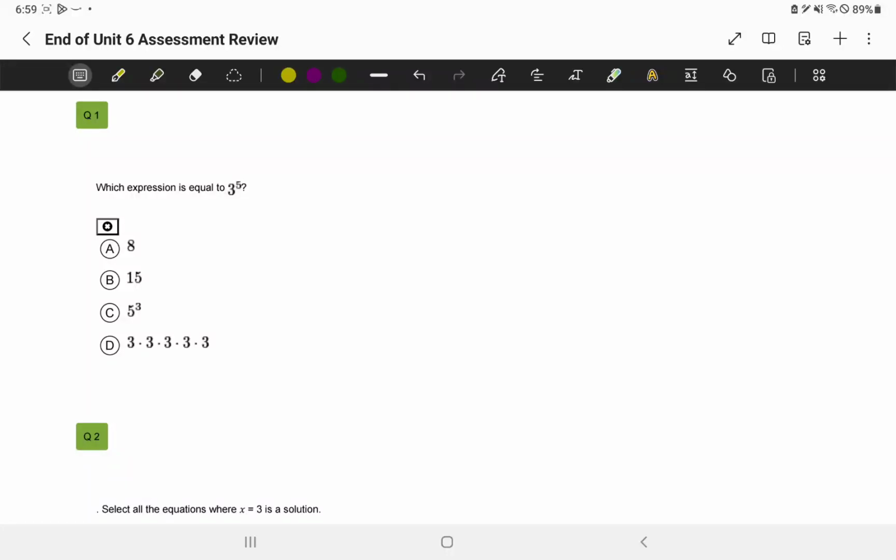So here's the video going over the study guide, the review for the unit test on Monday. So question 1, which expression is equal to 3 to the 5th? Now, as we've talked about many times, this does not mean 3 times 5. That is bad. Okay? So that means we can get rid of choice B.